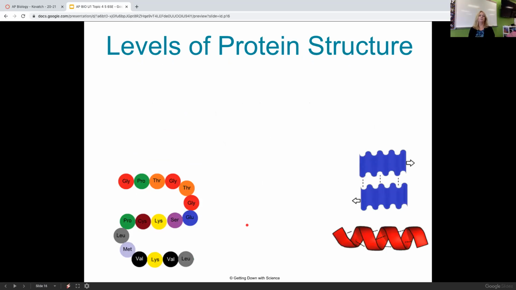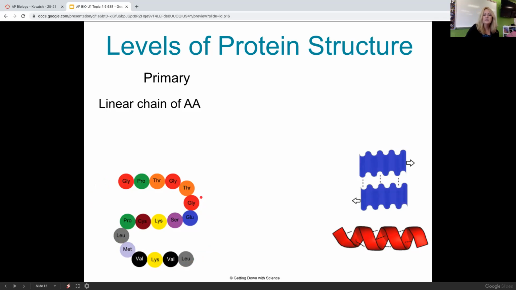Let's talk about the levels of protein structure. There are primary, secondary, tertiary, and quaternary, four levels of protein structure. The first level, the primary level, is basically a linear chain of amino acid molecules that you would see just coming out of a ribosome, a freshly read and made polypeptide chain, and that is the primary structure of this protein. It's just a linear chain of amino acids.